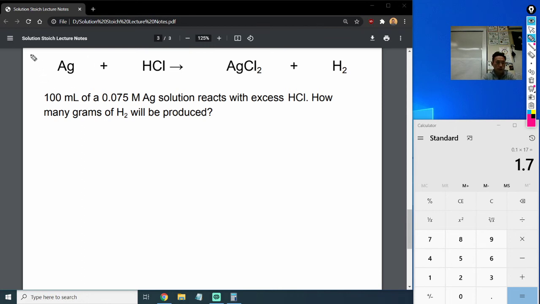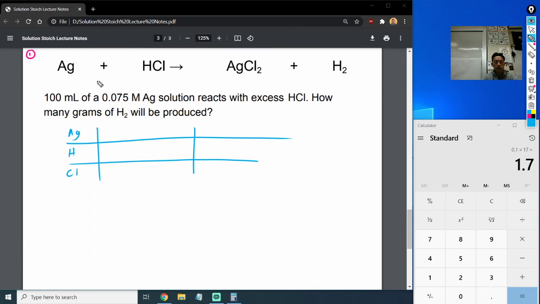The first step, we are going to balance. So step 1, let's balance. The elements that we have are Ag, H, and Cl, and we're going to make our table. On the left side, we have 1 Ag, 1 H, 1 Cl. On the right side, we have 1 Ag, 2 Cl's, and 2 H's.